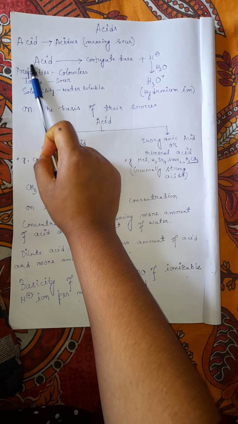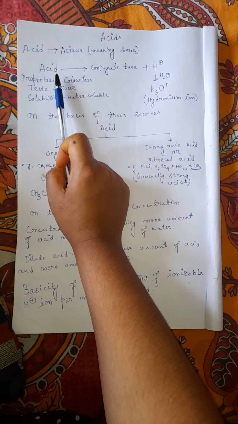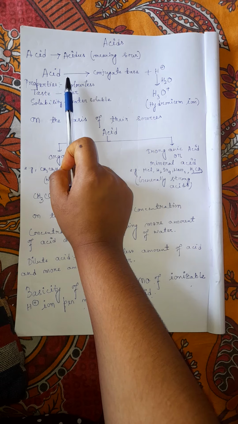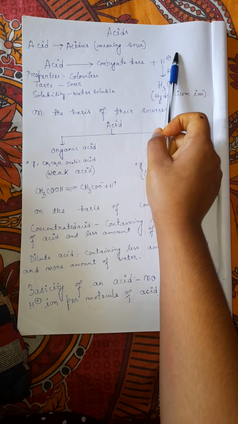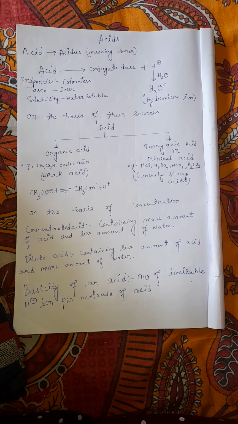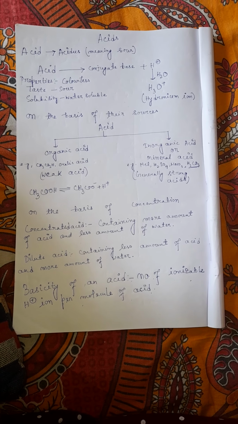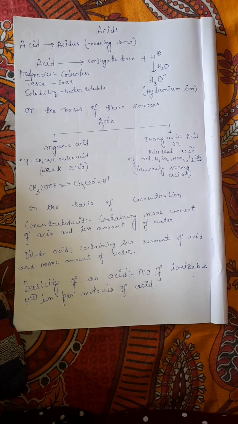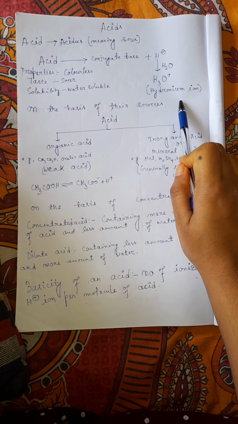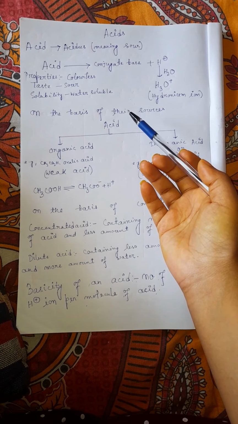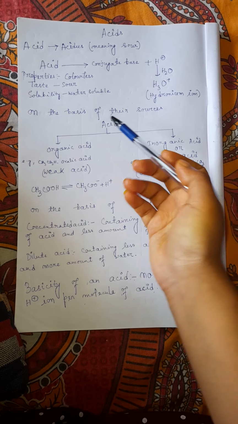So the definition of an acid: acid dissolves in water and produces the H+ ion as the only cationic species, and this H+ ion is not so stable and reacts with the water molecule to form the hydronium ion, which is very stable due to hydrogen bonding. What are the properties of acids?